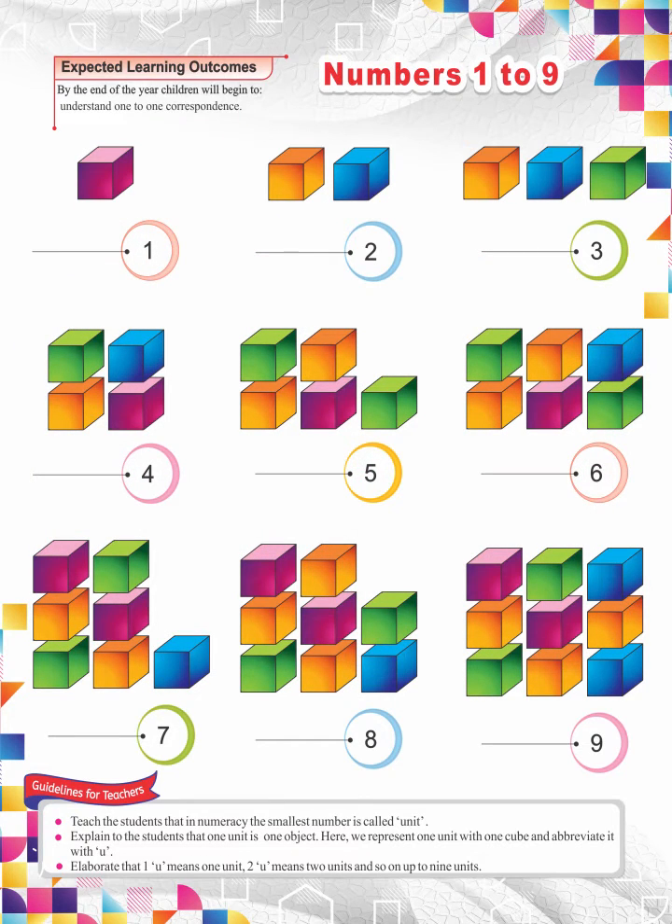Respectable teachers and parents, explain the information about units and numbers to the children in detail. Tell them that the smallest number is called a unit. Also, explain to the children that one number is 1 unit, 2 numbers are 2 units, 3 numbers are 3 units, and so on. Tell them that 1 unit is also called U, which is the mathematical expression of unit.